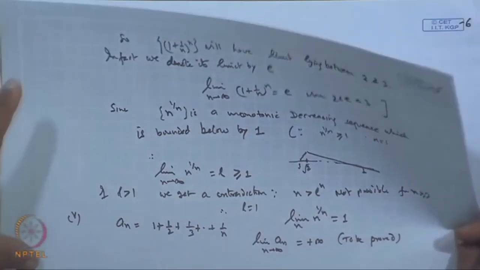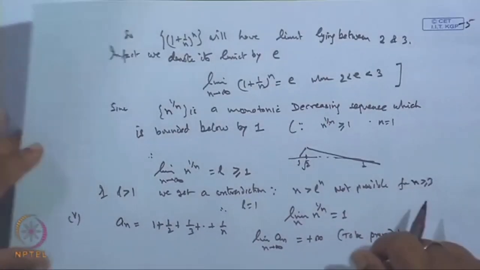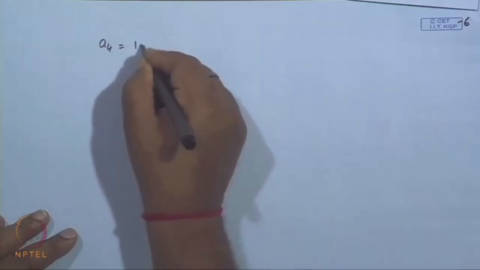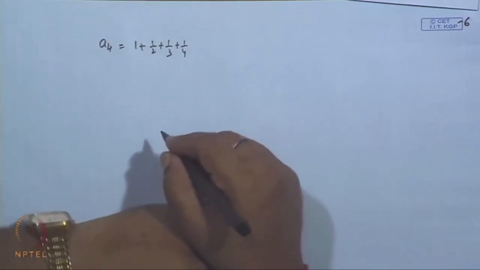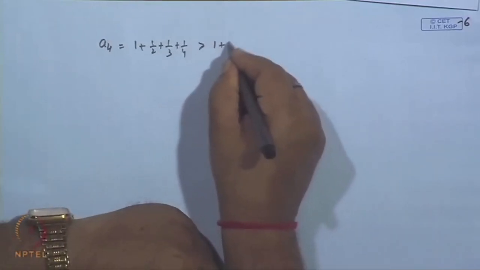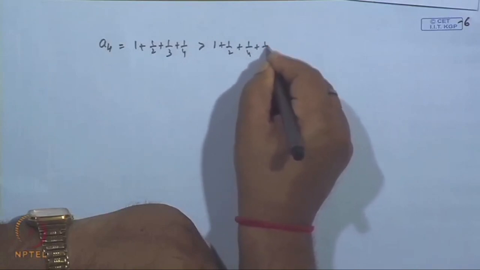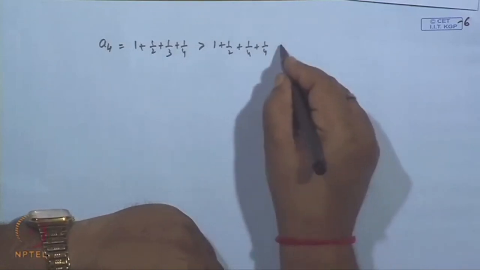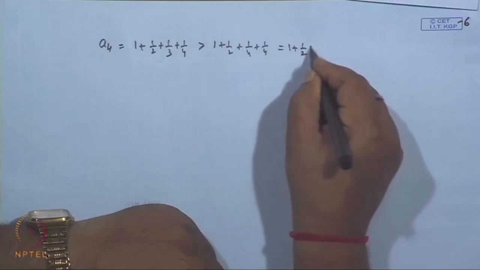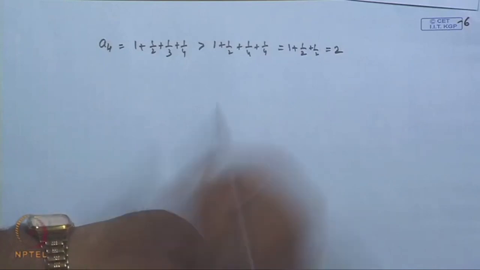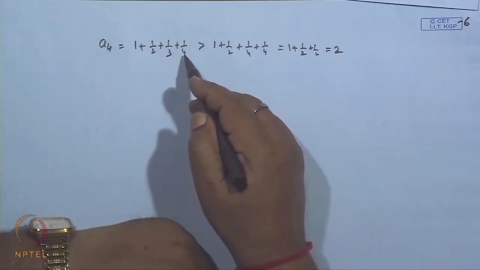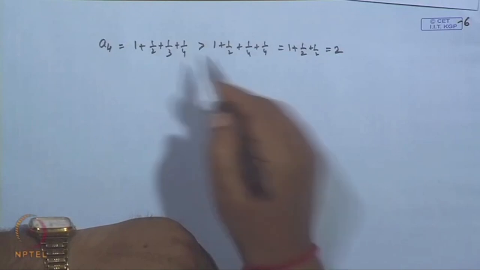Now, how to show this part? Again, we will justify it. What is our a_4? a_4 is 1 plus half, 1 third, 1 fourth. Okay. Now, this will be greater than 1 plus half plus 1 fourth plus 1 fourth. That is equal to 1 plus half plus half, that is equal to 2. 1 third is greater than 1 by 4, is it not?